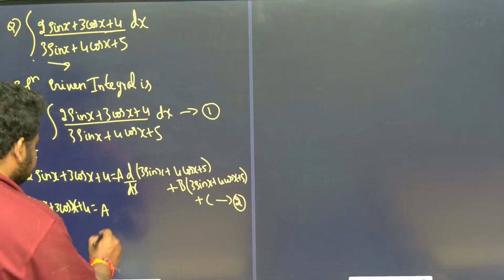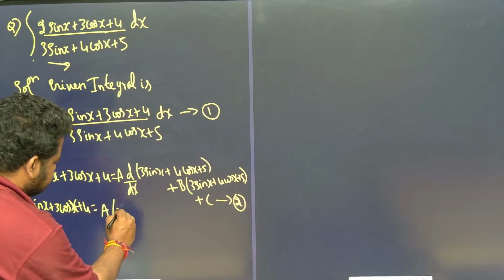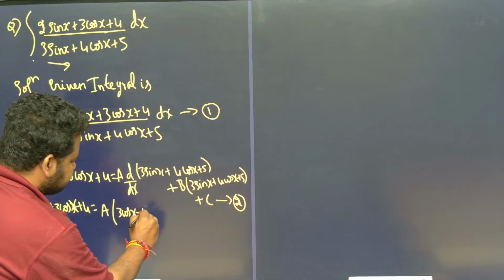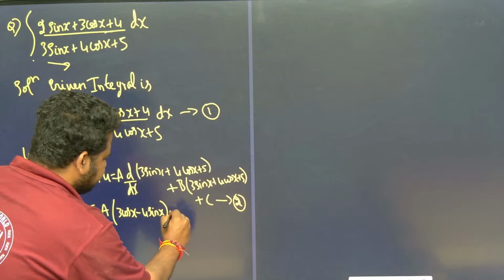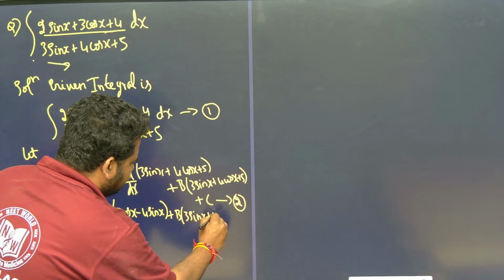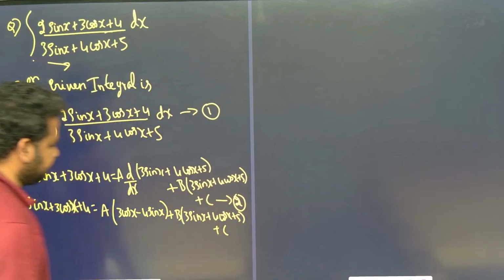So see here, this will become what? A into d by dx of this. So this will be d by dx of 3 sin x is 3 cos x, d by dx of 4 cos x is minus 4 sin x, d by dx of 5 is 0, plus b into what is it, b into 3 sin x plus 4 cos x plus 5, plus c. This is what we have.